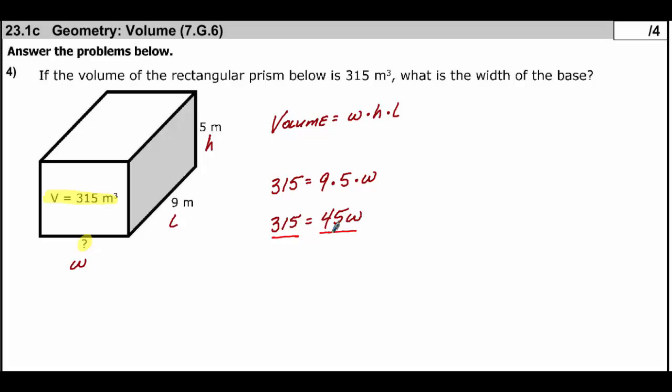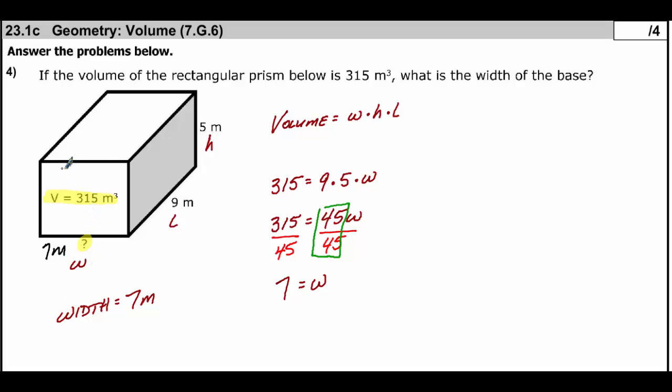We are going to divide each side by the coefficient. There's our equation solving in action. Here is our big one. And when you divide 315 by 45, you get 7 is equal to W. So the width equals 7 meters. I can write that right here, 7 meters.